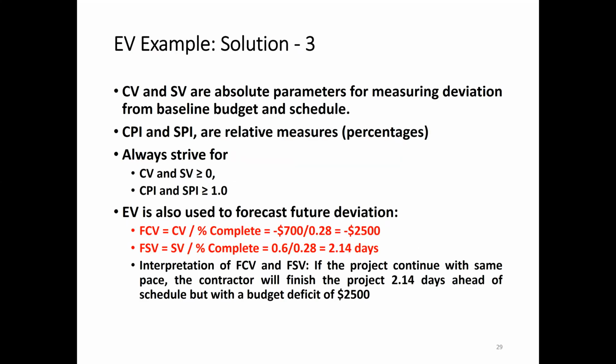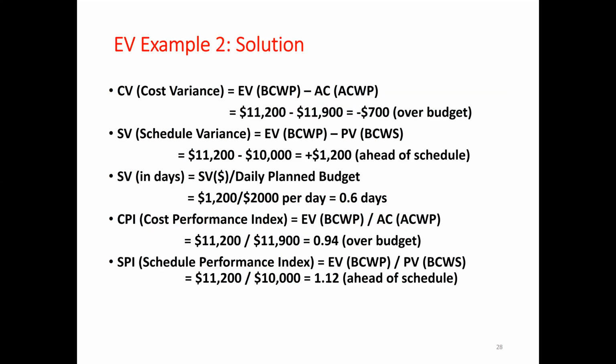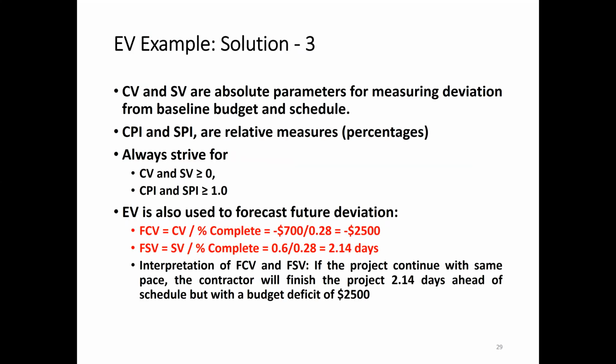So to find the other values, we found out EV, AC, and PV, and then we found out CV and SV, SV in days, CPI and SPI. We have found all these values. Now CV and SV are absolute parameters for measuring deviations from the baseline budget and schedule. Then CPI and SPI are relative measures, like percentages.